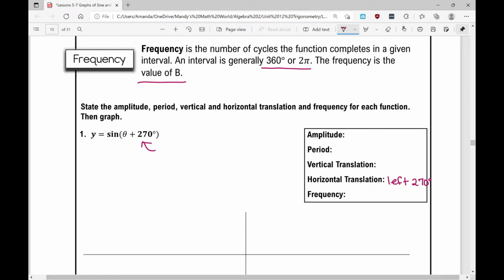In this case, we don't have any amplitude changes, so it's still 1. We don't have any period changes. That would be something in front of that theta. We don't have any of that, so it's going to be the same period as our parent function, which, because we're dealing with degrees, is 360 degrees. We don't have a vertical translation, and in this case, we added frequency in today's lesson. It's the number in between sine and theta or x. In this case, there's nothing there, which means your frequency is 1. So there's only going to be one cycle in our interval of 360 degrees.